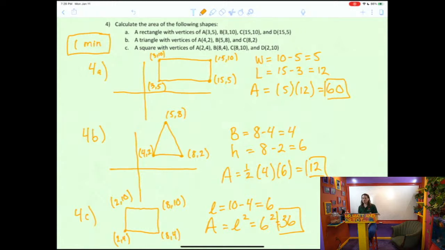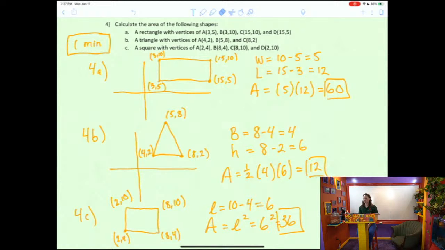Okay, so for 4a, we have a rectangle with the vertices (3, 5), (3, 10), (15, 10), and (15, 5). Notice how two x coordinates and two y coordinates are being repeated. That has to happen if these sides are going to be perfectly horizontal or perfectly vertical with the grid lines. I wouldn't expect you to see skewed shapes here, though it's possible. But what you're really looking at is the differences between the endpoints.